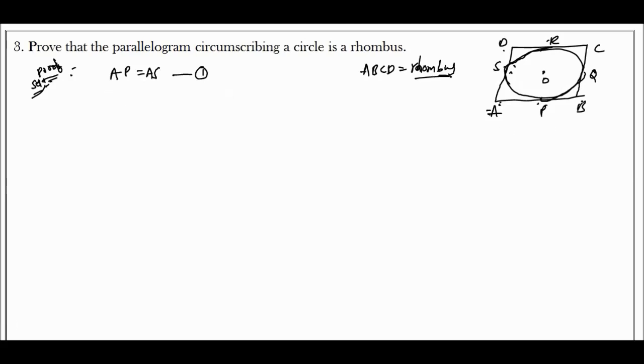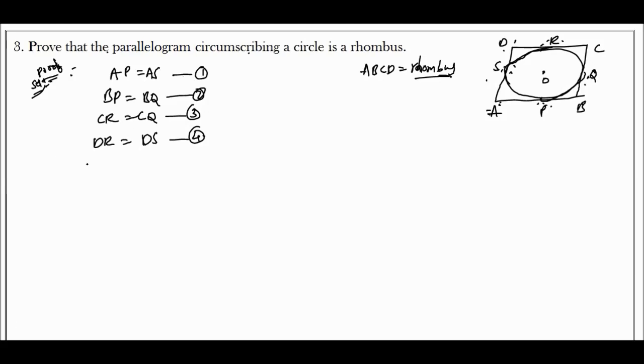Second one, BP is equal to BQ. We take this as the second equation. And CQ is equal to CR, or CR is equal to CQ. So this is the third equation. And the fourth equation, DS is equal to DR. Okay, DR is equal to DS. We have to prove the parallelogram circumscribing the circle is a rhombus.